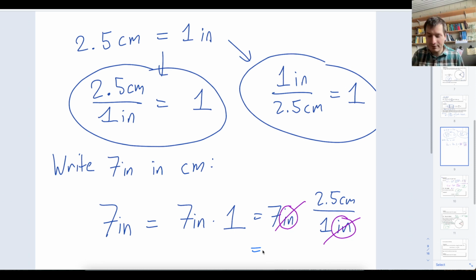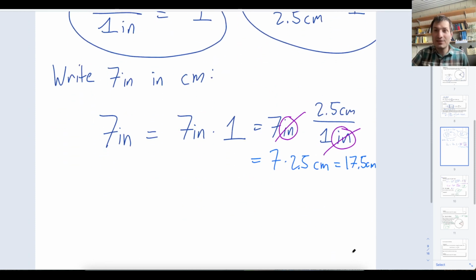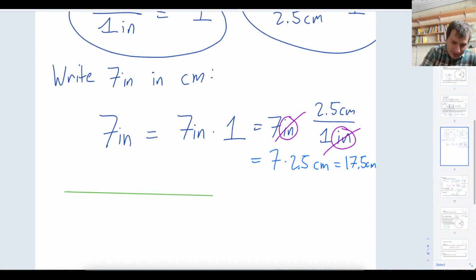So you end up with 7 times 2.5 centimeters. And look, the centimeters is there. That's 7 times 2, 14, plus 3.5, 17.5 centimeters. 7 inches is 17.5 centimeters. And you can't screw this one up, because if you do it the wrong way, so here is the wrong way, this is bad, don't do this.